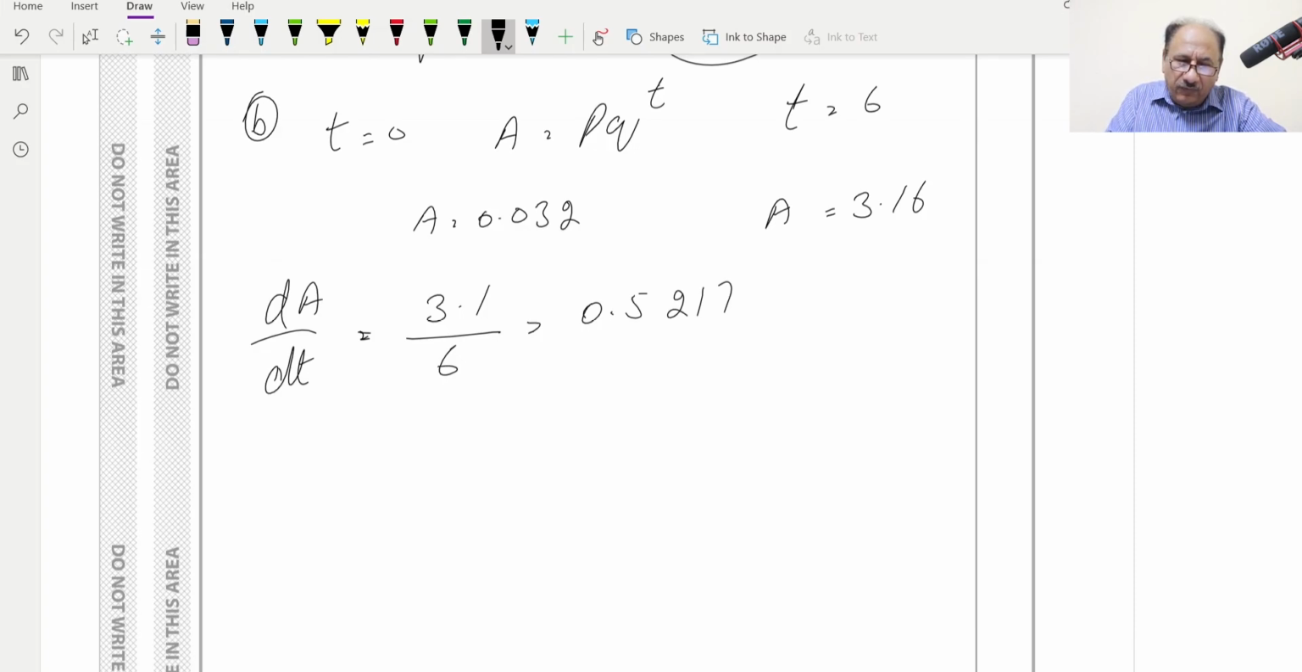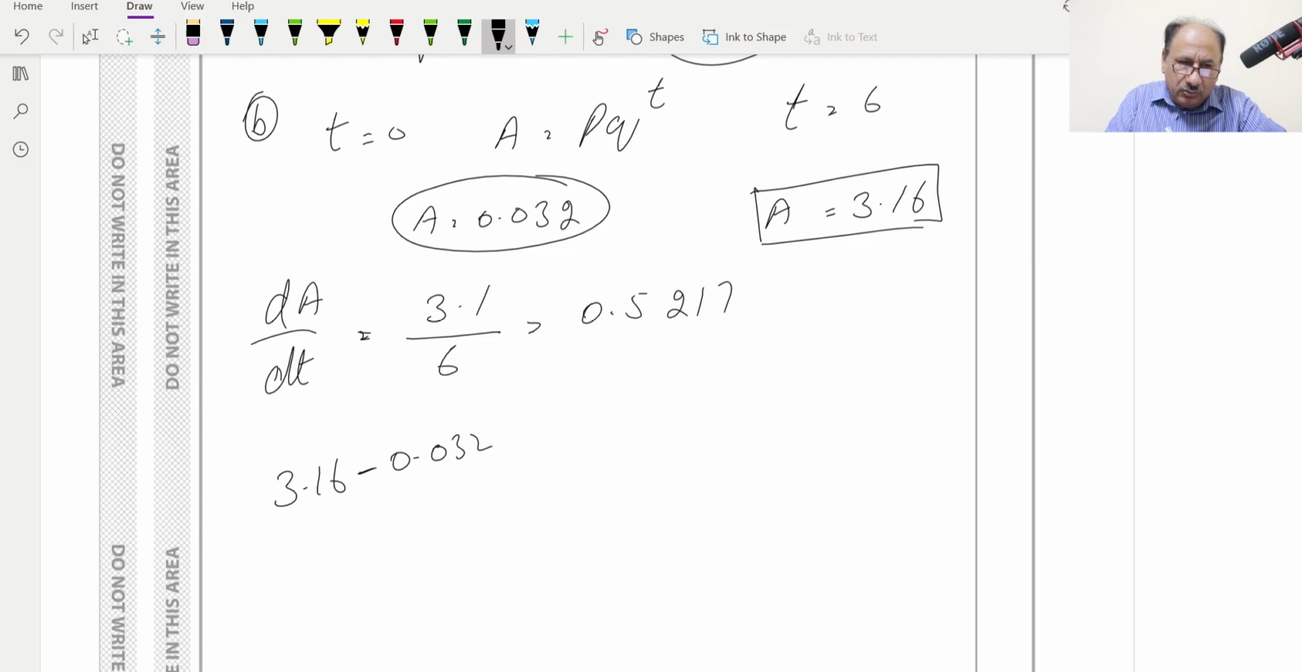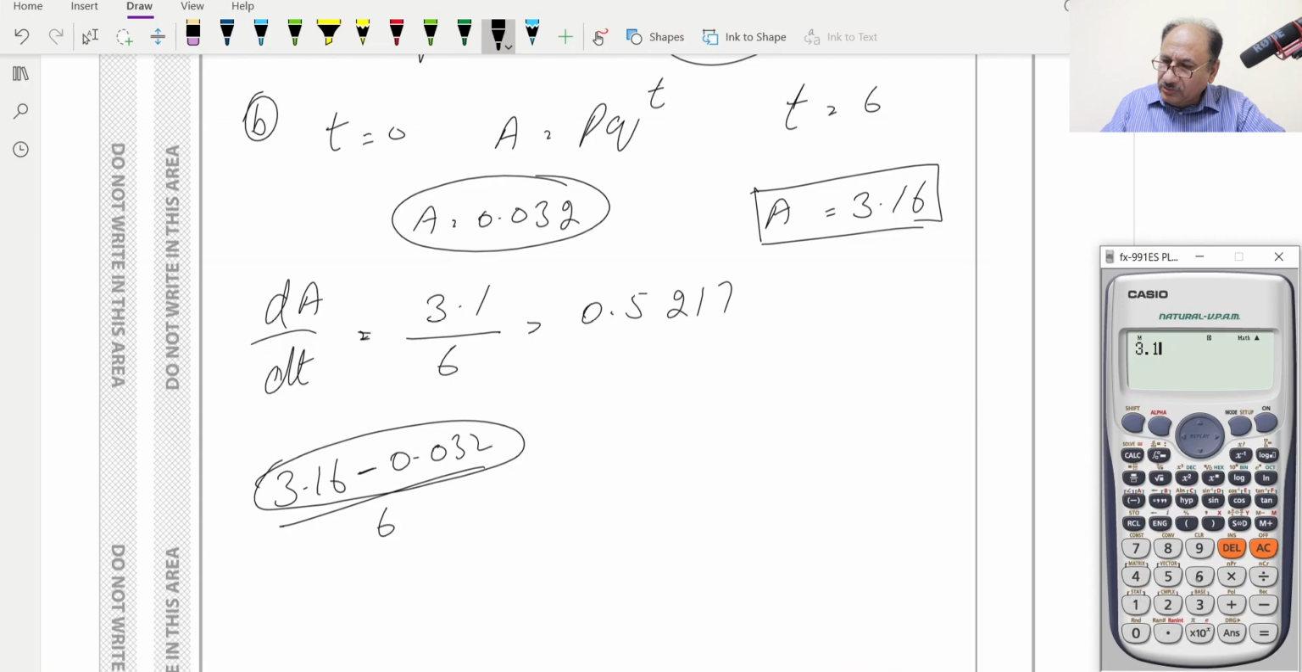And this 3.13 we got from where? If you want the explanation for this one, I'll give you the explanation. For example, this is A, which is 3.16, and the initial value was this one at t equal to 0. So we subtract 0.032, and this will be divided by 6. This portion is basically 3.1. So we can check 3.16 minus 0.032 is equal to 3.128, which I have written as 3.1. Hopefully you understood this part also.